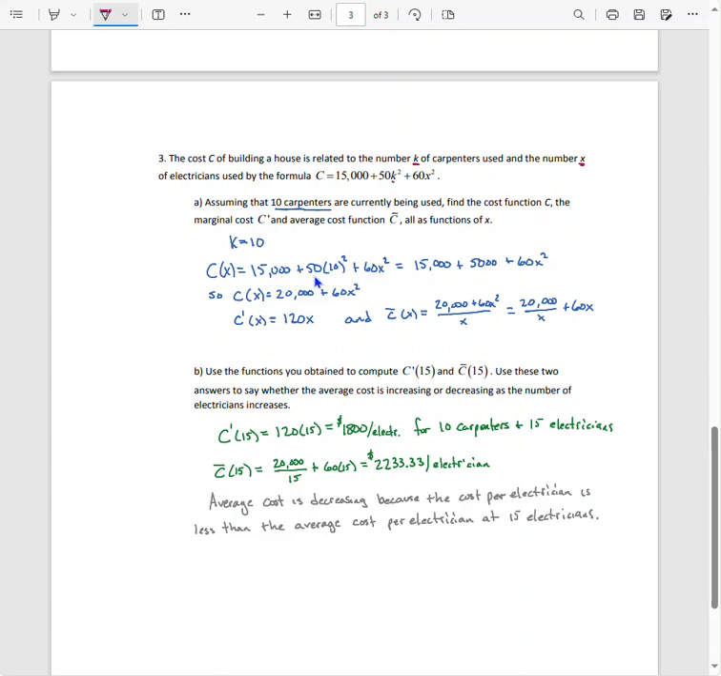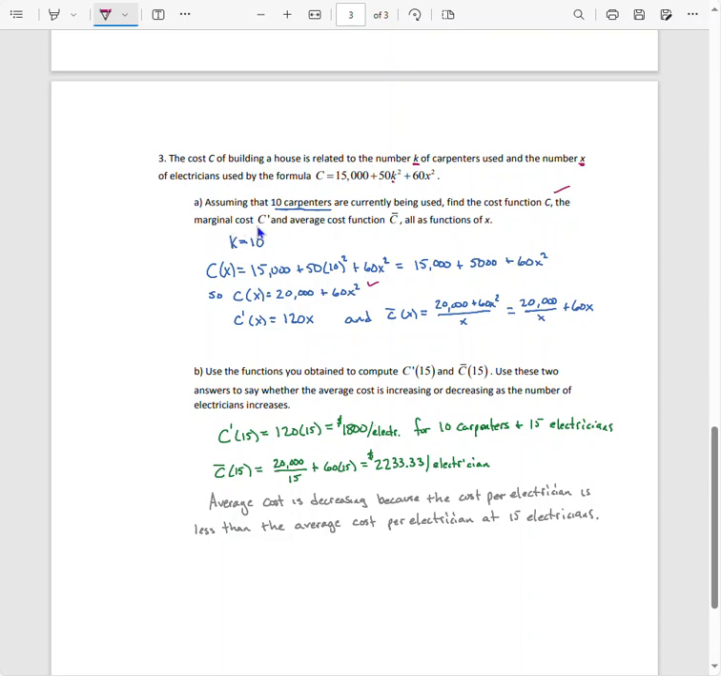15,000 plus 50 times 10 squared, that's a 10, not a 20, plus 60x squared. 10 squared is 100. 100 times 50 is 5,000. I'll have 15,000 plus 5,000 to give me 20,000 plus the 60x squared. All right, so if we have 10 carpenters, now we have a cost function based on the number of electricians used. Assuming 10 carpenters are being used, find the cost function.